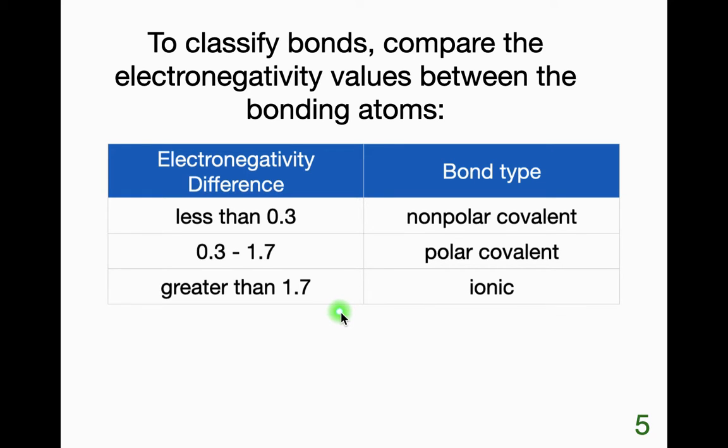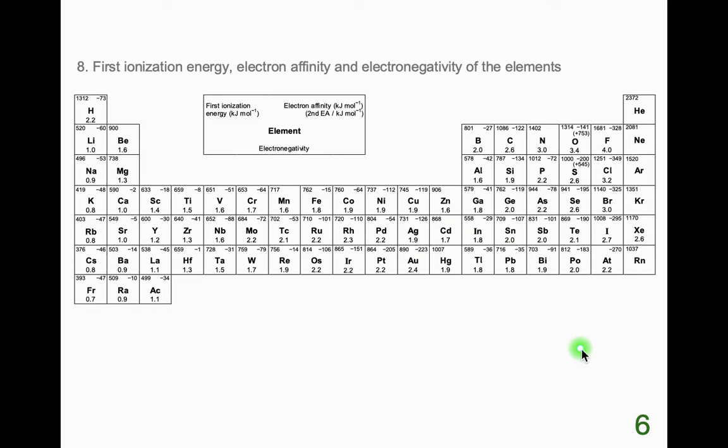Okay, now I'm going to show you an IB review video, and he's going to be using this table to discuss the differences in electronegativity. This is from the IB data booklet, and the electronegativity value is in the lower center of each box. Okay, so let's watch that video.